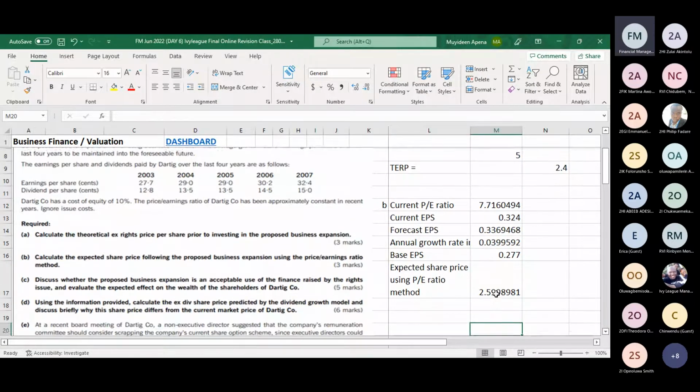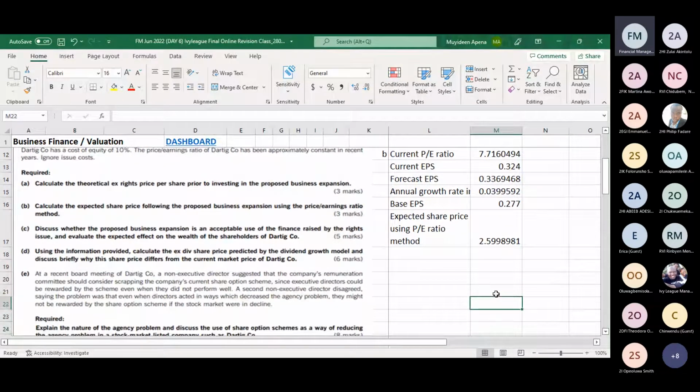Okay, so let's move on. We are done with A, we are done with B. C part. Discuss whether the proposed business expansion is an acceptable use of the finance raised by the rights issue and evaluate the expected effects on the wealth of the shareholders of Datico. What comes to your mind here?